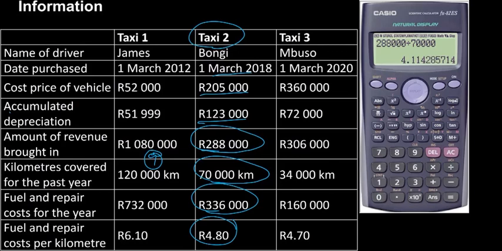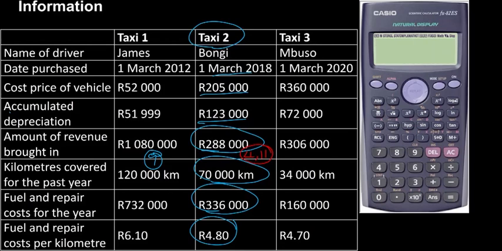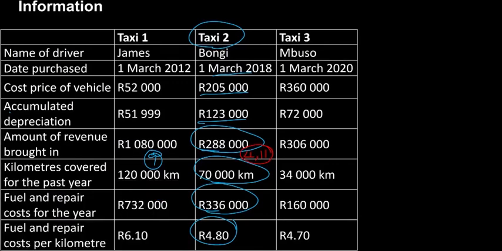And what we're going to do now is put this figure here, 4.11 Rand. Okay, that's taxi 2. While we're at it, let's do taxi 3. Taxi 3 has a revenue of 306,000 in total, divided by the 34,000 kilometers that we've covered, to give me a revenue again of 9 Rand. So therefore, you can see here we've got a figure of 9 Rand once again.